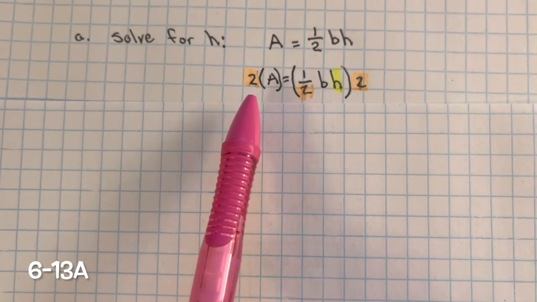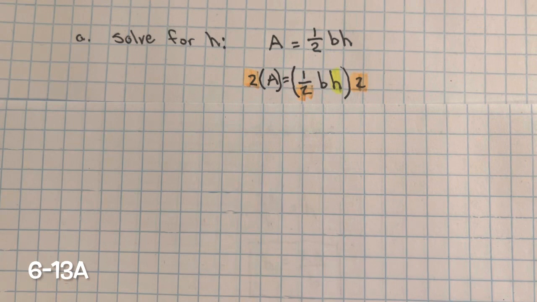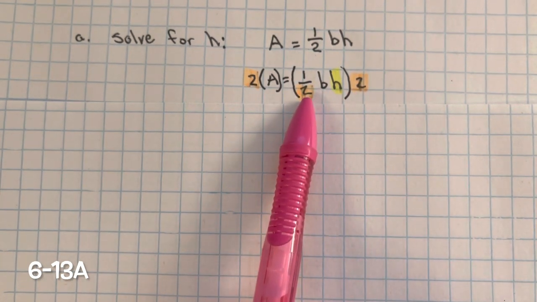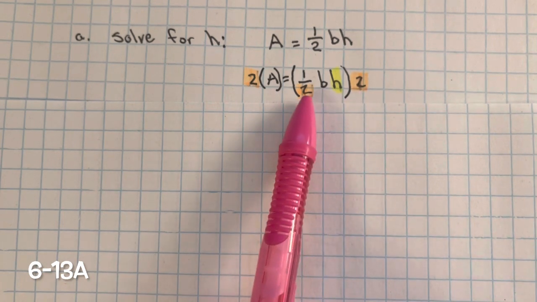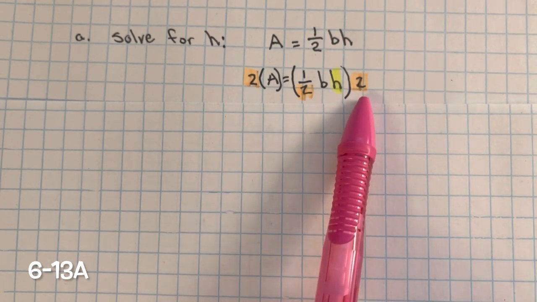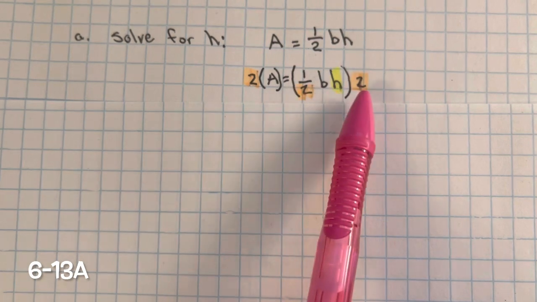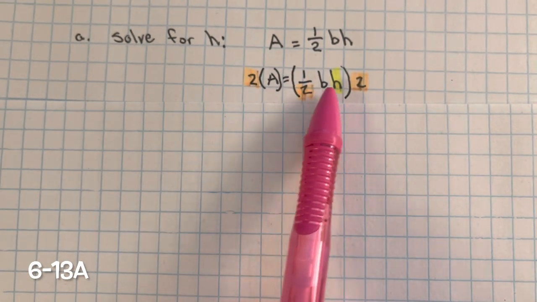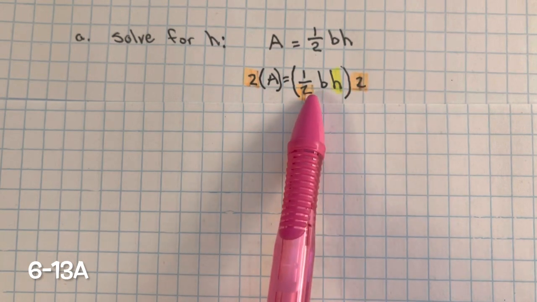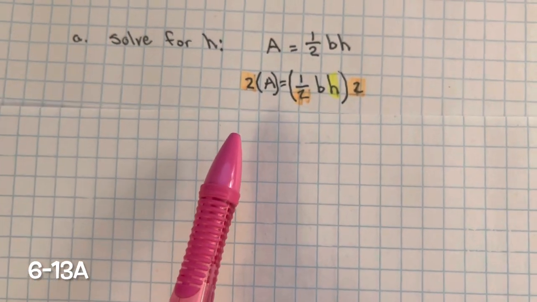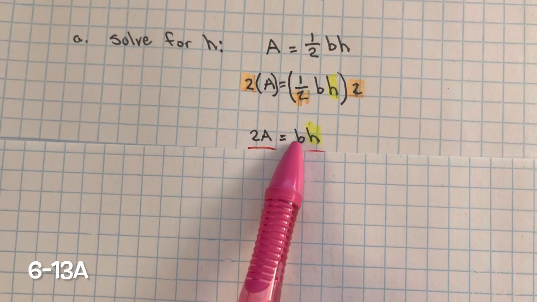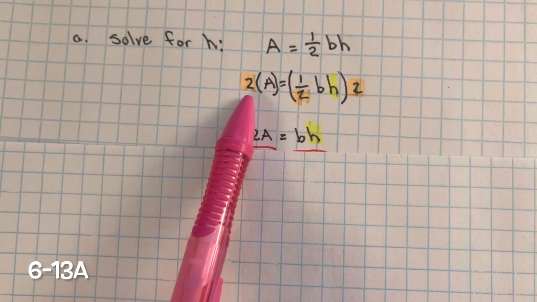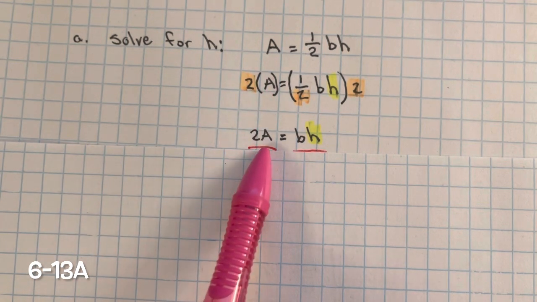And we can do that by using the fraction buster method, which means that we multiply by a common denominator. Since there's only one denominator, we're going to multiply by 2. So we have 2 multiplied by 1/2, which equals 1, or 2 divided by 2 is 1. And so we're left with 1 multiplied by BH. And what you do to one side, you do to the other. We have 2 multiplied by A, which gives us 2A.